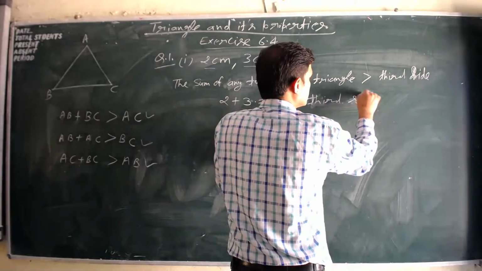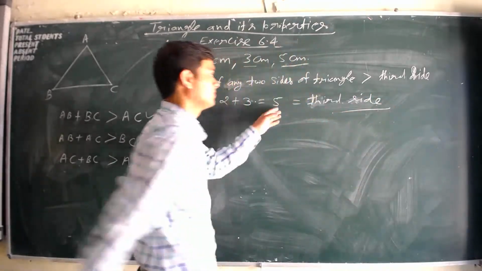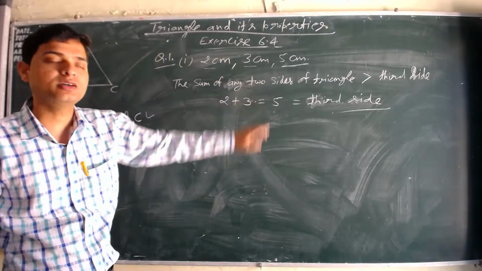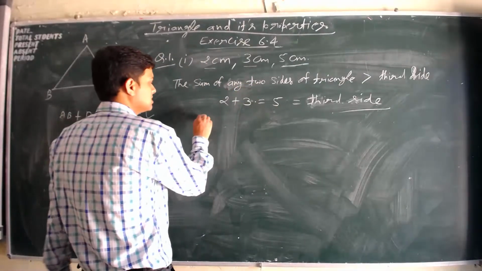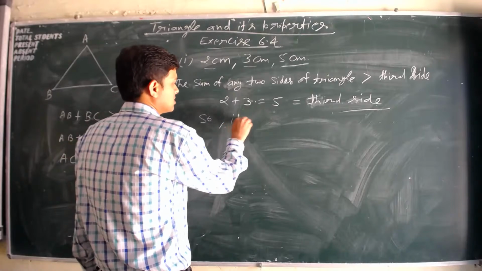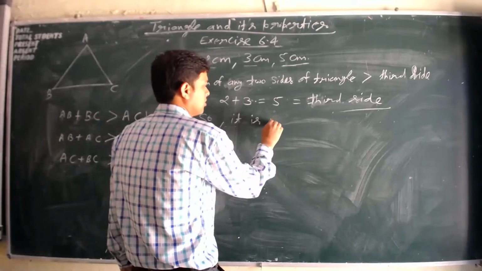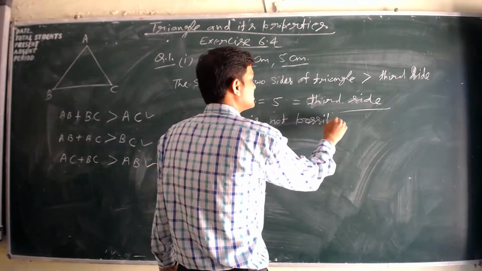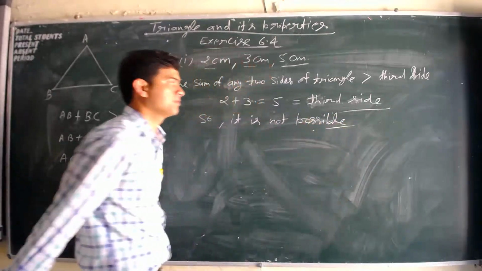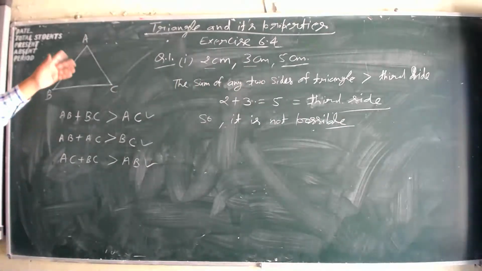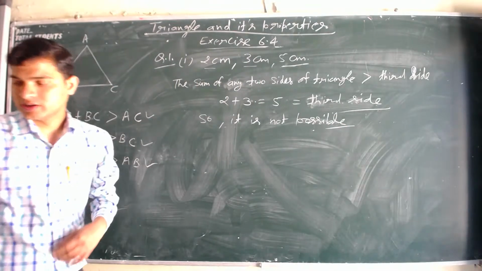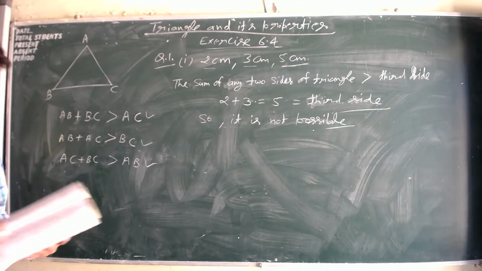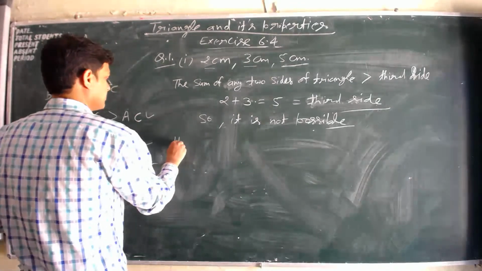थर्ड साइड. It means it is not satisfying this property of the triangle, so it is not possible that these sides are the sides of a triangle. Okay, next one, second part of this question.